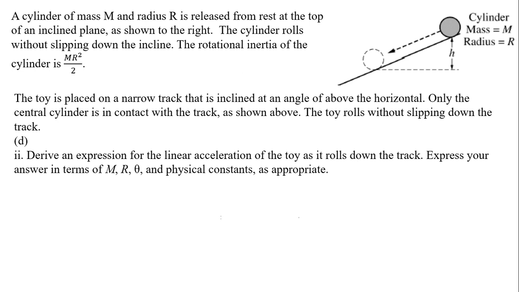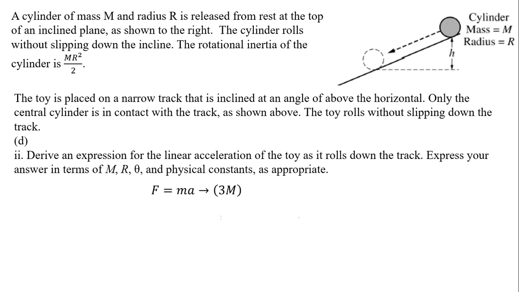Now, derive an equation for the linear acceleration of the toy as it rolls down the track. Express your answer in terms of m, r, theta, it's interesting, and physical quantities as appropriate. So we take a look at this thing. F equals ma. That's like Newton's 13th law, right? Yeah, something like that. Okay. So hopefully we know that by now. So 3m. Well, wait. Why is it 3m? I'm going to let you figure the 3m out on your own. Okay. So we'll talk about that later.